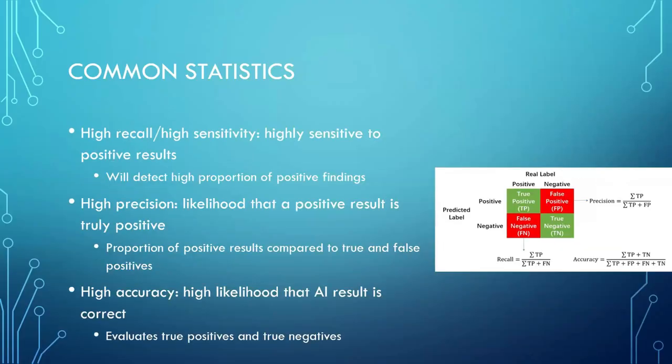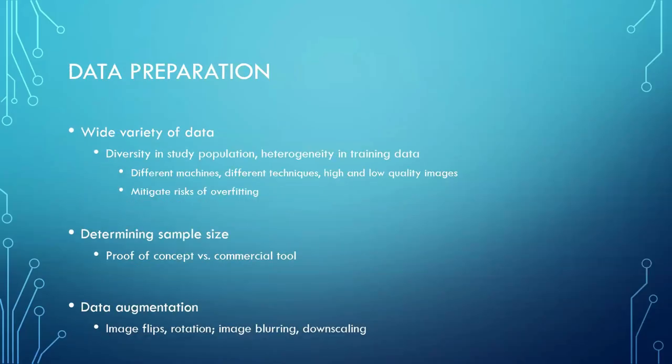Just as a reminder, a high recall or high sensitivity is going to be highly sensitive to positive findings. So you're going to detect a high proportion of the positive findings, but potentially at the cost of a higher number of false positives. A high precision is a high likelihood that a positive result is truly positive. So this is going to have a higher proportion of true positive results compared to your false positives. And high accuracy is a high likelihood that the AI result is correct.